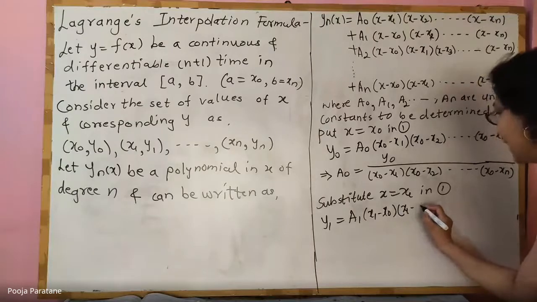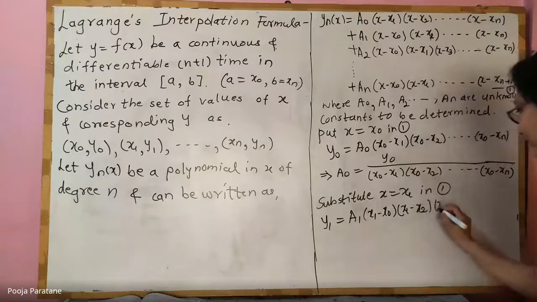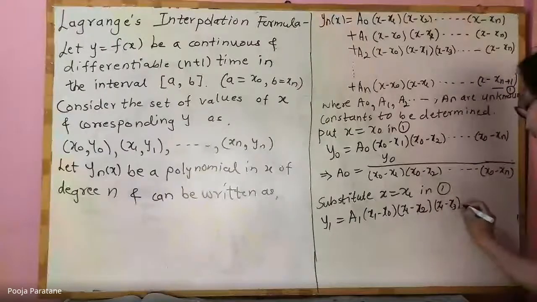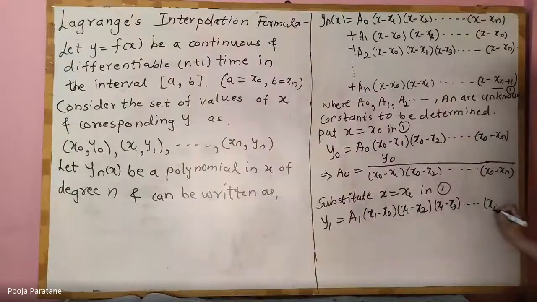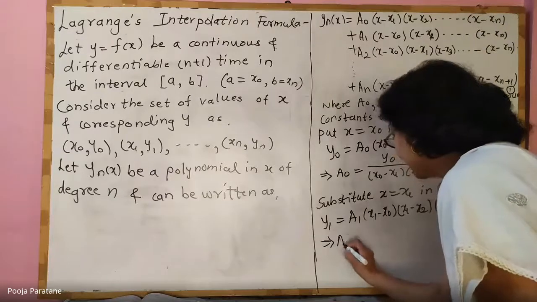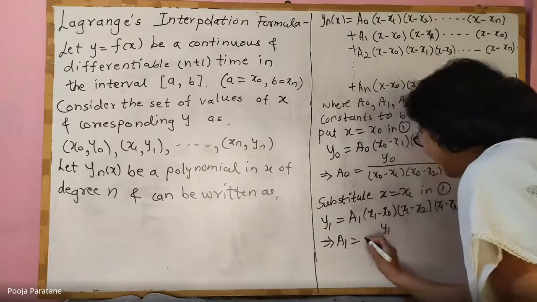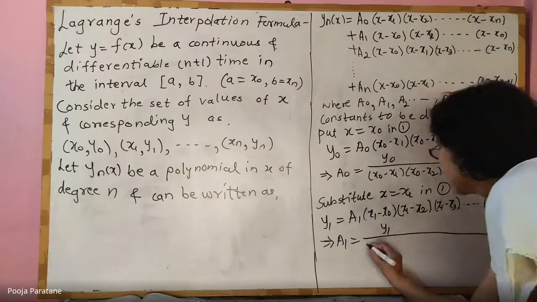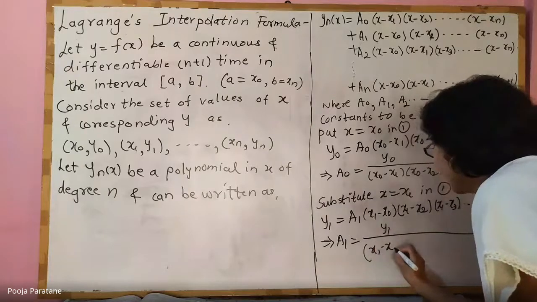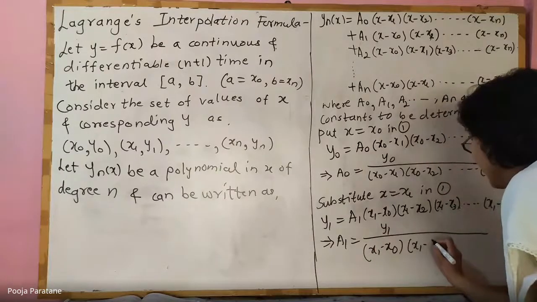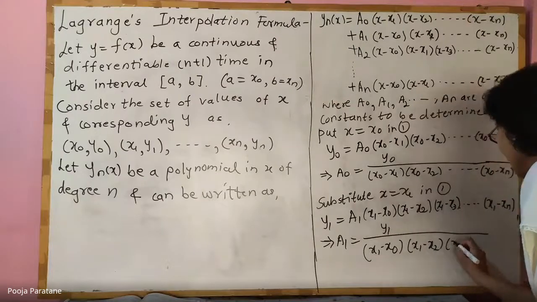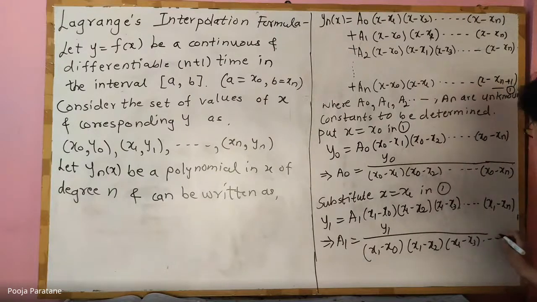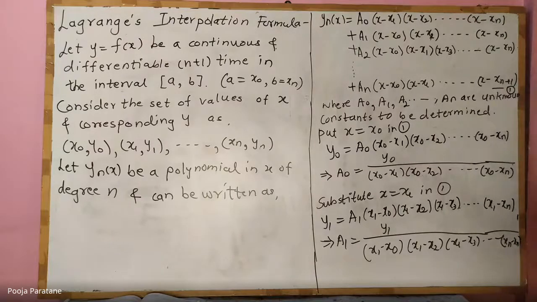x1 minus x2, x1 minus x3, and so on up to x1 minus xn. So value of a1 can be given as y1 upon x1 minus x0, x1 minus x2, x1 minus x3, and so on up to x1 minus xn. So now we can guess what will be the value of the remaining constants.